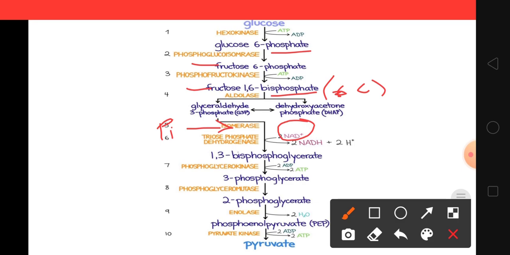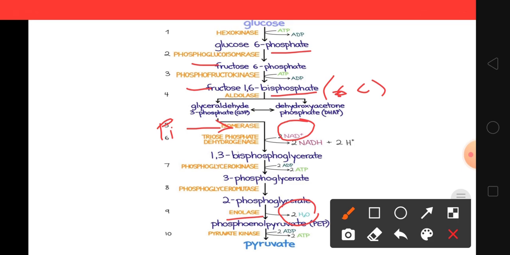Then the 3-phosphoglycerate gets converted into 2-phosphoglycerate. Again the same enzyme is involved, that is phosphoglyceromutase. Okay, so it is just getting converted. So 3-phosphoglycerate is getting converted into 2-phosphoglycerate. Then the 2-phosphoglycerate gets converted into PEP, that is phosphoenol pyruvate. And at this process, 2 molecules of water are being given out. And the enzyme that is involved in this process is enolase.